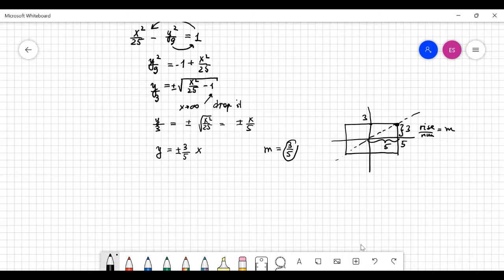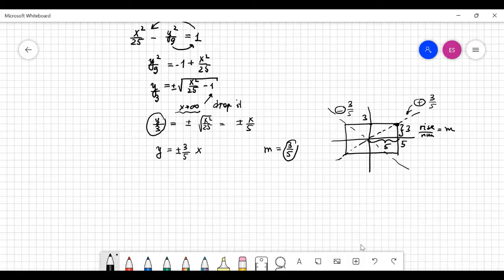And that's why we have these two lines as horizontal asymptotes, because when x goes to infinity, the y is not going to be a curve anymore, but it's going to look very much like that straight line. Why do we have plus minus? Well, because we do have the second asymptote. This asymptote is going to correspond to plus, and this is going to be minus. So it's minus 3 over 5 and plus 3 over 5.